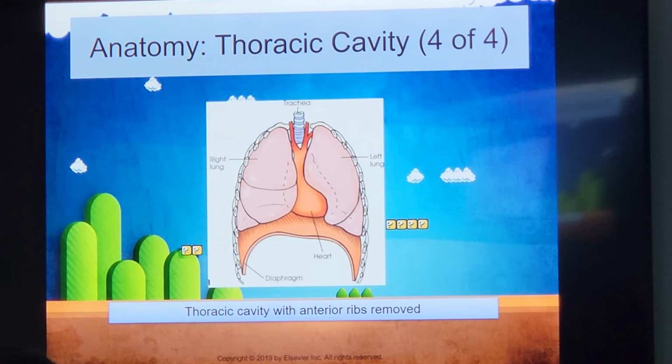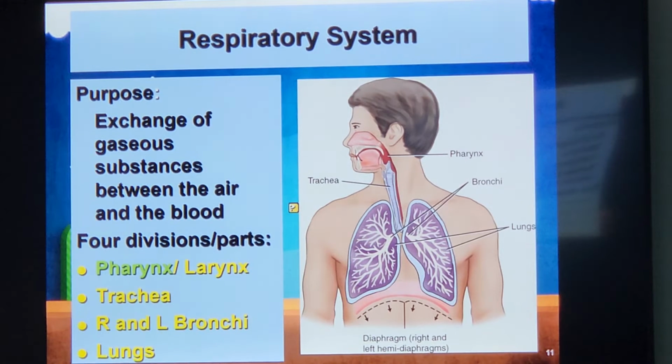We always go over a test question. This clicker does not want to work with me. I think the battery's a bit low.